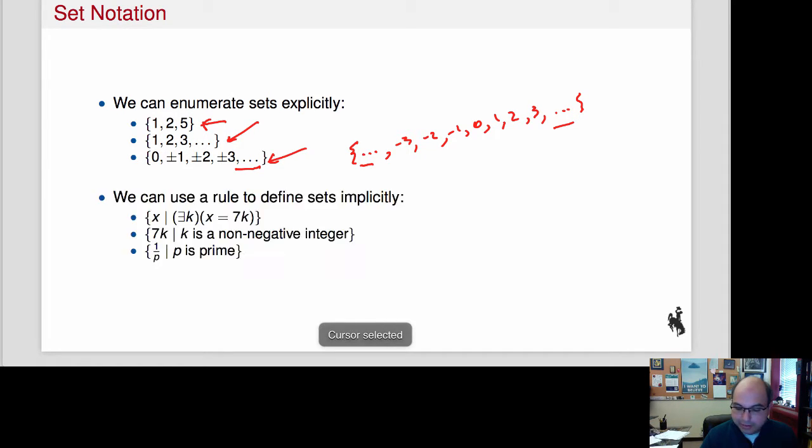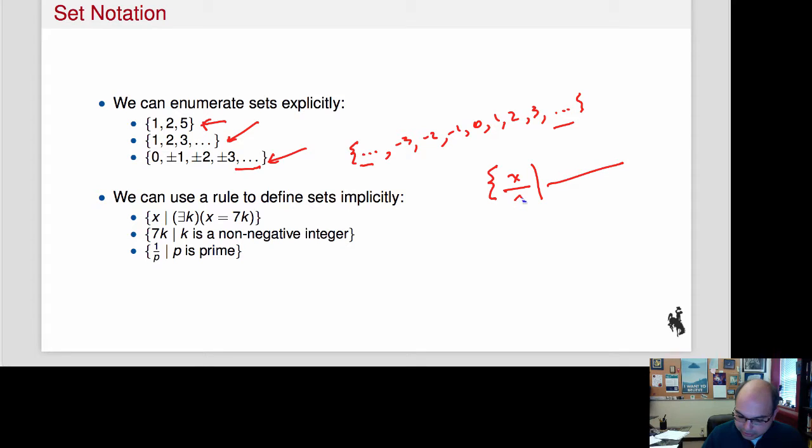We can name explicitly what the elements are. Here's the other way, and we do it implicitly by giving a rule. So this set here, and by the way, the notation that we're using is some kind of constructor. The simplest form is x, right? Such that, that's what the vertical bar is, and then some kind of rule. So this is like a pattern, and this is a rule, right?